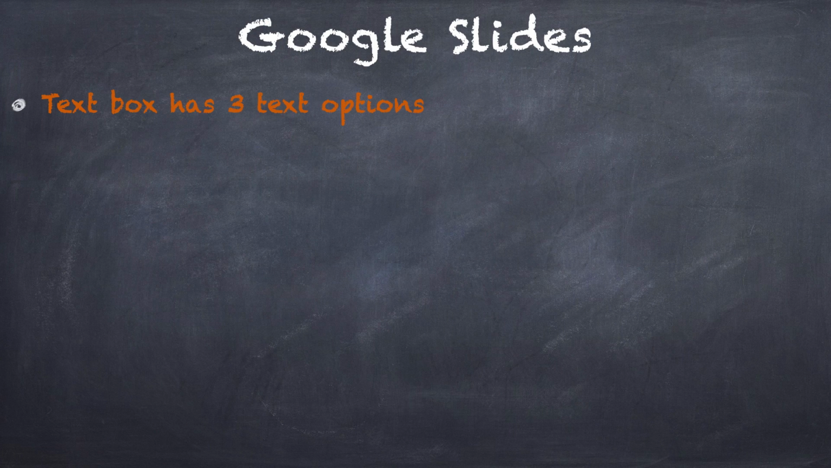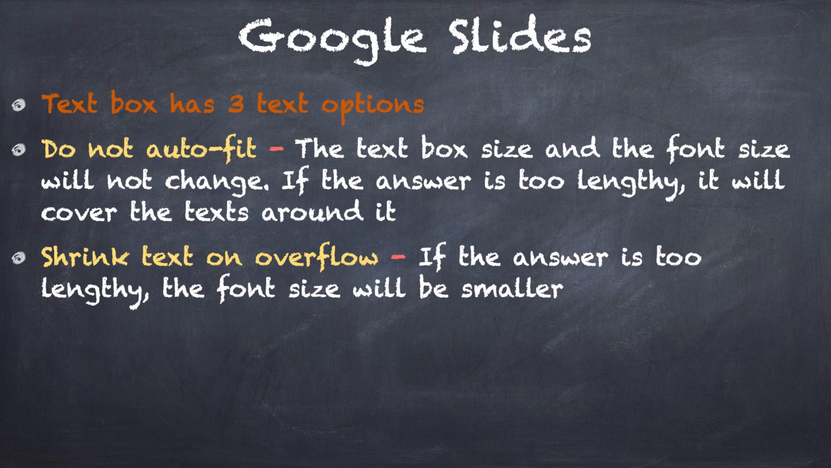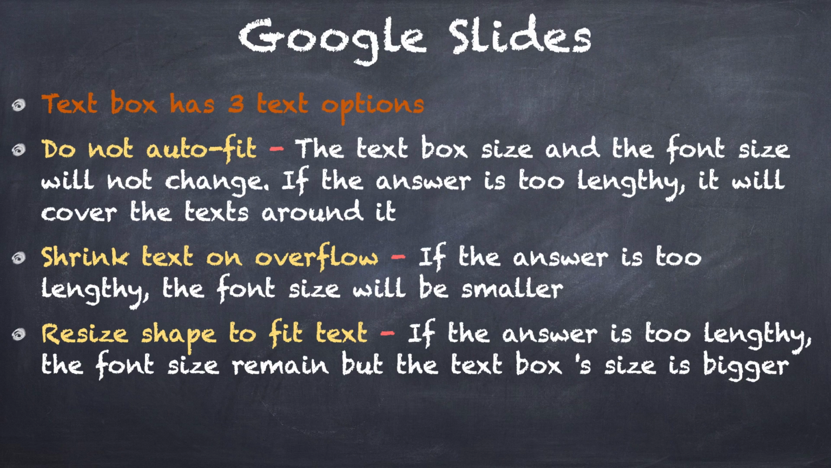There are 3 text options for the text box. Do not autofit means the text box size and the font size will not change. If the answer is too lengthy, it will cover the texts around it. Shrink text on overflow means if the answer is too lengthy, the font size will be smaller to fit in the text box without changing the text box's size. Resize shape to fit text means if the answer is too lengthy, the font size remains, but the text box's size will be bigger.